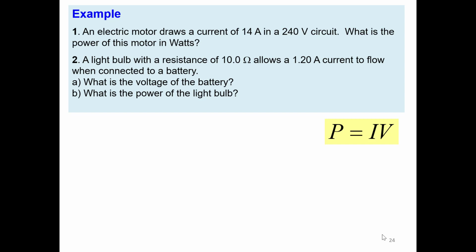And in these two problems, we want to apply the equation of the electrical power. Remember, the electrical power is current times voltage. In the first problem, we have an electrical motor that draws a current of 14 amp in a 240 volt circuit. Then we want to calculate the power of the motor. This is the first problem.